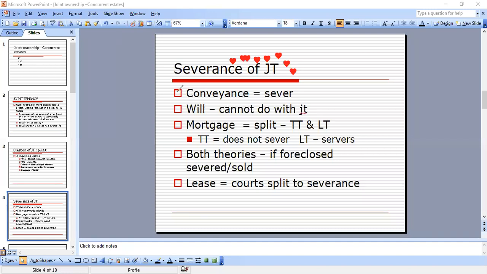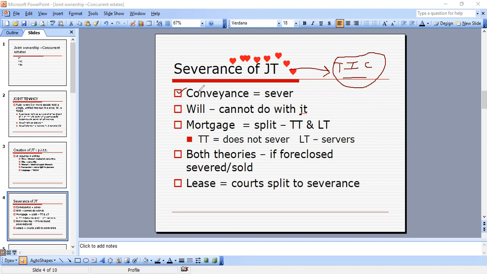Okay, a conveyance automatically severs the JT. So if A conveys their piece of the land or interest to C, now we have C and B because it has severed the JT, and when it's severed, the JT will turn into a TIC. You have to remember that. It'll be a TIC, which we'll talk about tenants in common and their rules later. But if the JT is properly severed or legally severed, it turns into a TIC. It's no longer right of survivorship.